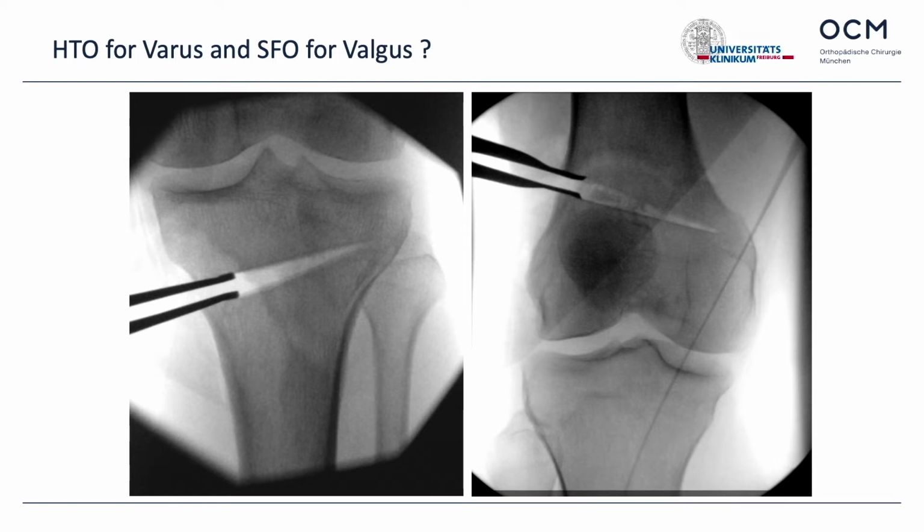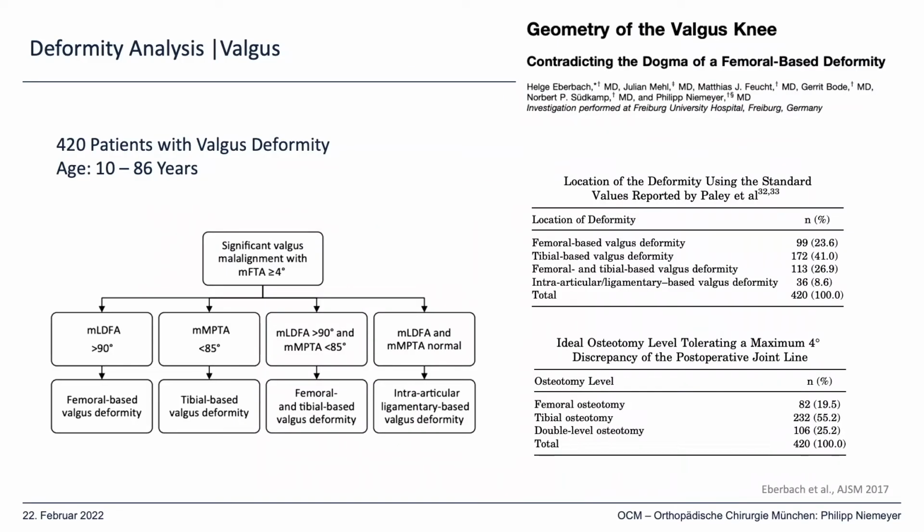And for valgus deformities, we are typically thinking about distal femur osteotomy, because for a long time we thought that the majority of the varus deformities are located on the tibia, and vice versa. The valgus deformities were considered to be located on the distal femur. But there has been a mind change in recent years, and actually our group published a paper in 2017 analyzing 400 patients with valgus deformity, and what we observed was that this is not really true anymore. There's a significant proportion of valgus deformities located on the tibia.